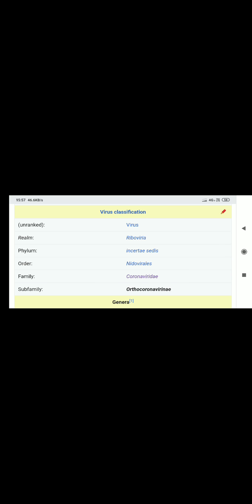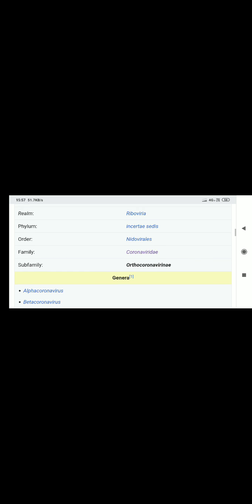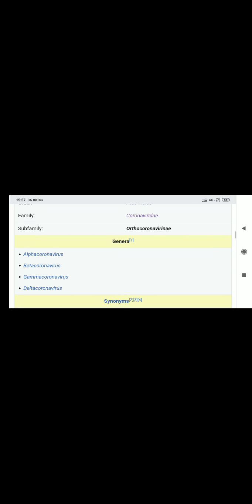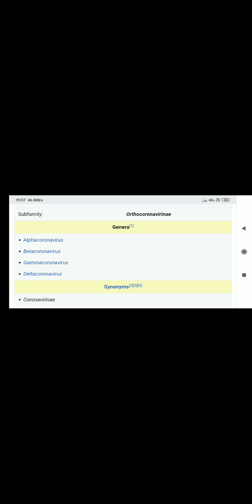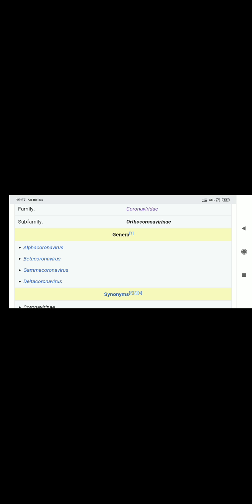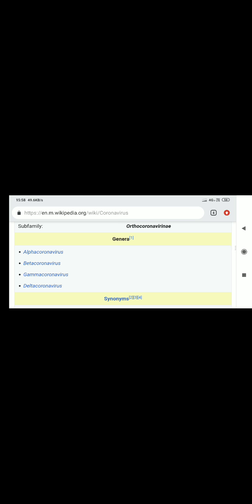The realm of the viruses is Riboviria. Phylum is Incertae sedis, order is Nidovirales, and family is Coronaviridae. Subfamily is Orthocoronavirinae, because in the family Coronaviridae we have two subfamilies. One of them is Orthocoronavirinae. The different genera present in the family are alpha coronaviruses, beta coronaviruses, gamma coronaviruses, and delta coronaviruses. The SARS coronavirus 2 is a member of the beta coronavirus genus.